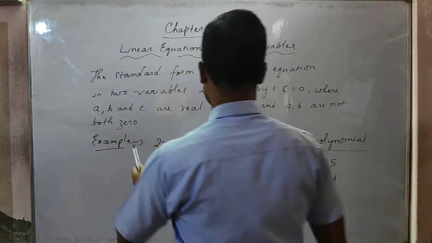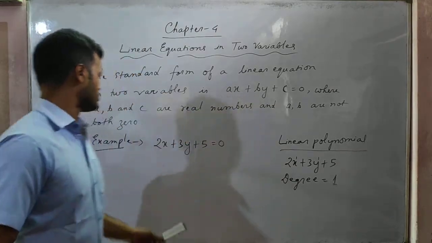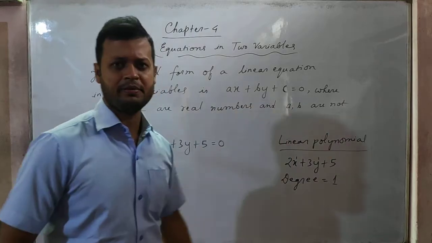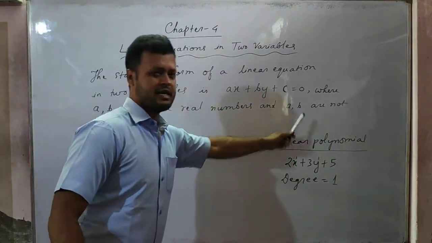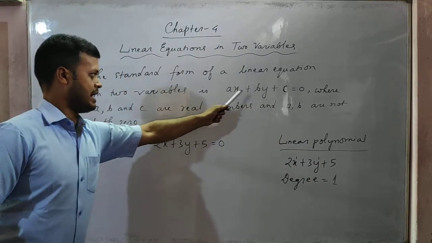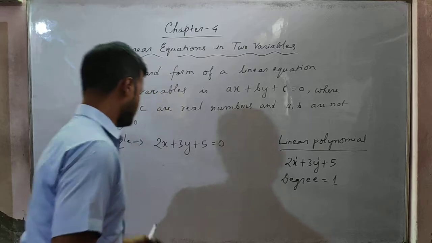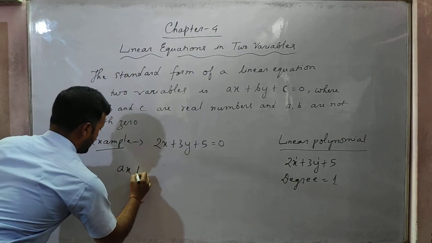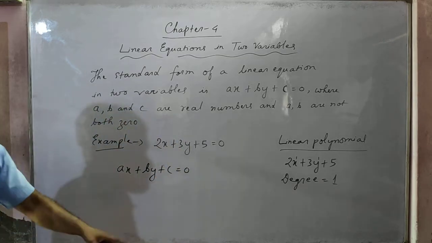So students, the standard form of a linear equation in two variables is ax plus by plus c is equal to 0, where a, b and c are real numbers and a and b are not both 0. Why did I write it like this? Let me write this: ax plus by plus c is equal to 0. A and b both cannot be 0.